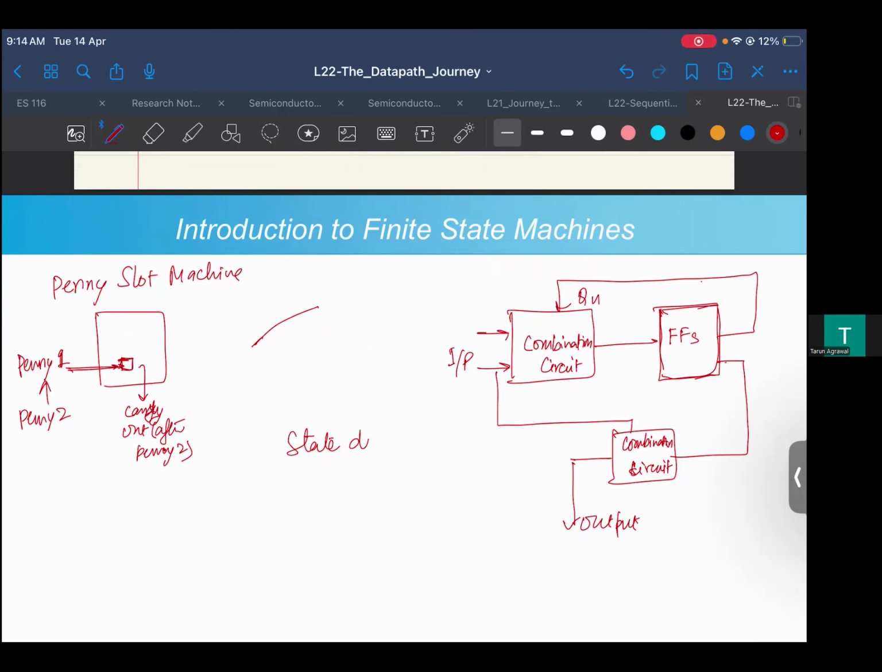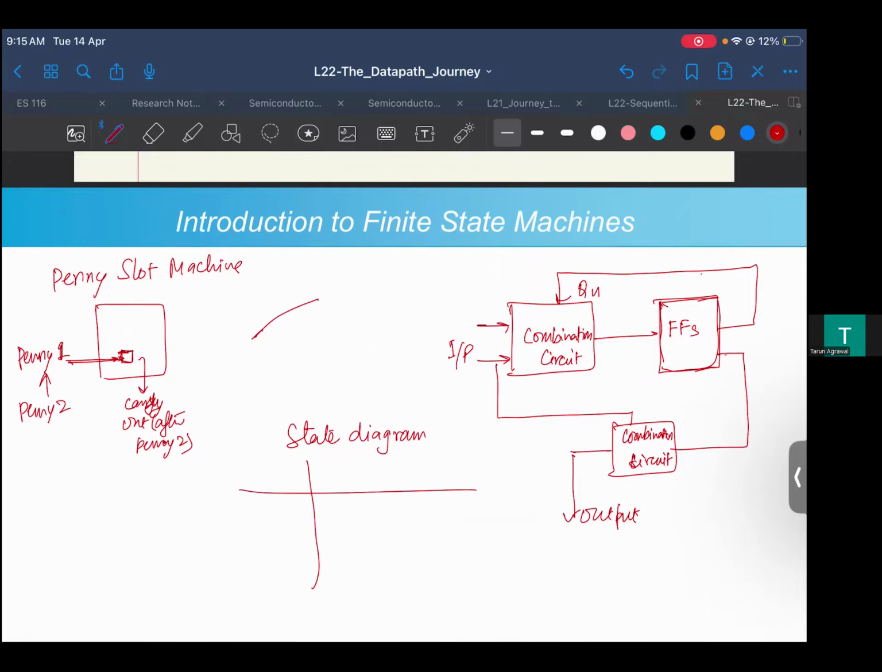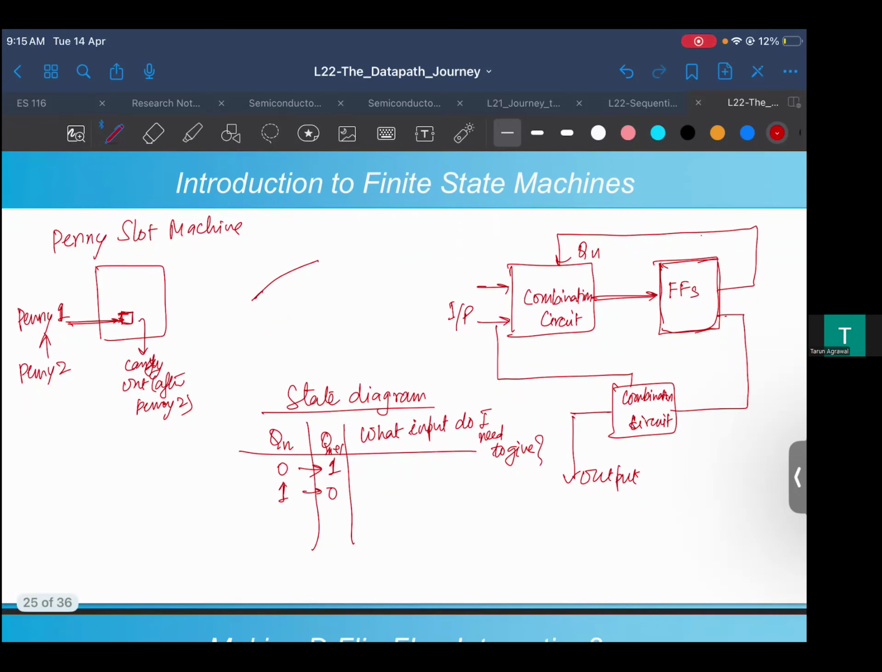State diagram means you are saying, okay, I have initially a 0 0 state or something. How do I go to the next state? How do I define the inputs so that what I want, I get? That is what the main point would be. So that is called the state diagram. It means that whatever my initial state is, let's say qn, and from that I want to go to qn plus 1, what input do I need to give? That is the simple question I'm asking: from this state, or if I have to go from 1 to 0, what is the input I need to give?